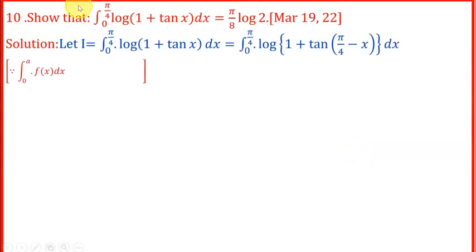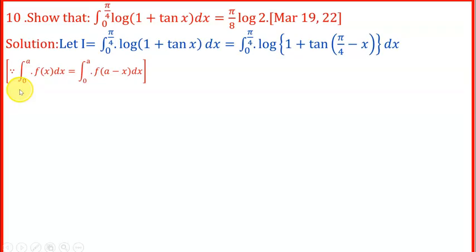Now, next question. Show that integral from 0 to pi by 4 of log of in bracket 1 plus tan x dx is equal to pi by 8 log of 2. This example was asked in the March 19 and 22 examinations. Now let I is equal to integral from 0 to pi by 4 of log of in bracket 1 plus tan x dx, which is equal to integral from 0 to pi by 4 of log, where x is replaced by pi by 4 minus x with the help of this property.